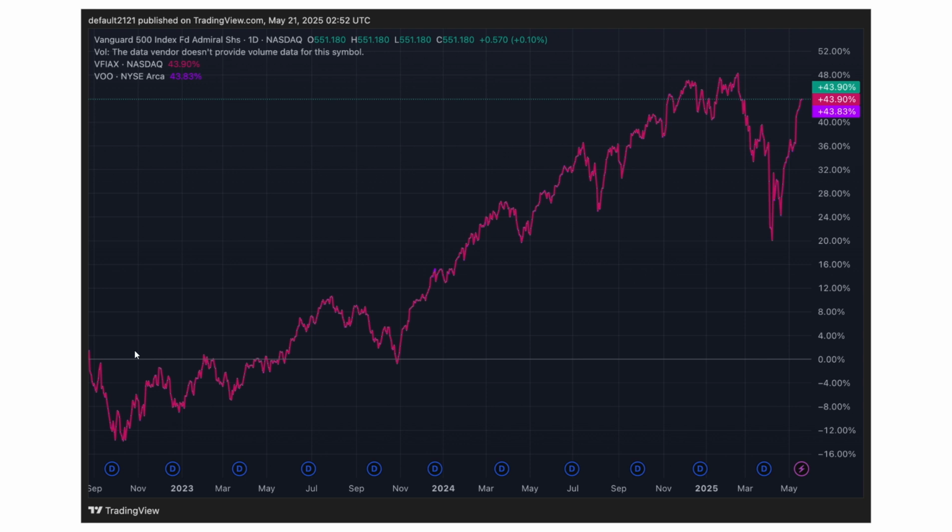An example of this is the Vanguard 500 Index Fund, VFIAX. It's a mutual fund. It tracks the S&P 500, kind of like SPY or VOO. The expense ratio for this fund is 0.04%. The minimum investment to buy into this mutual fund is $3,000.